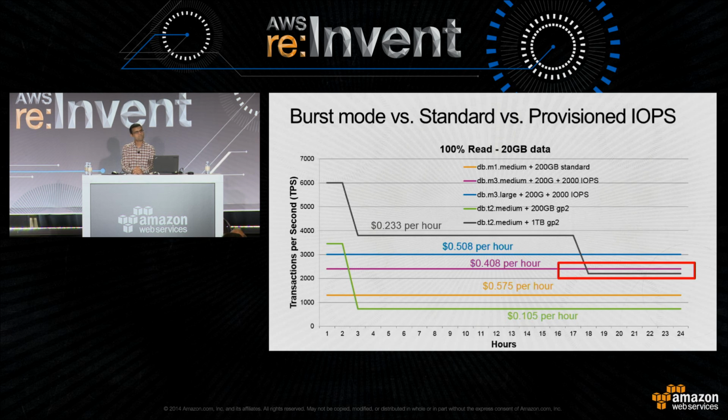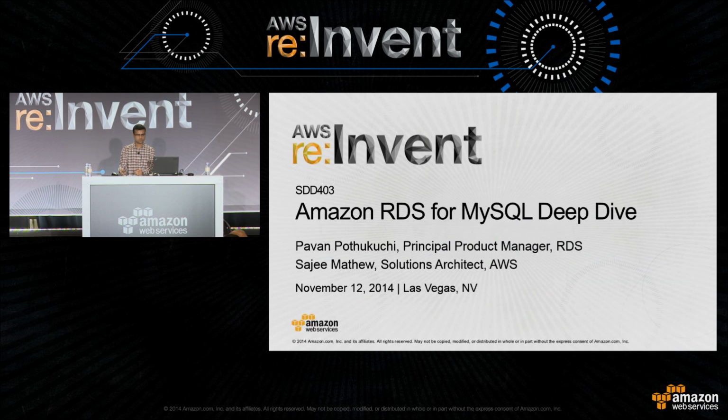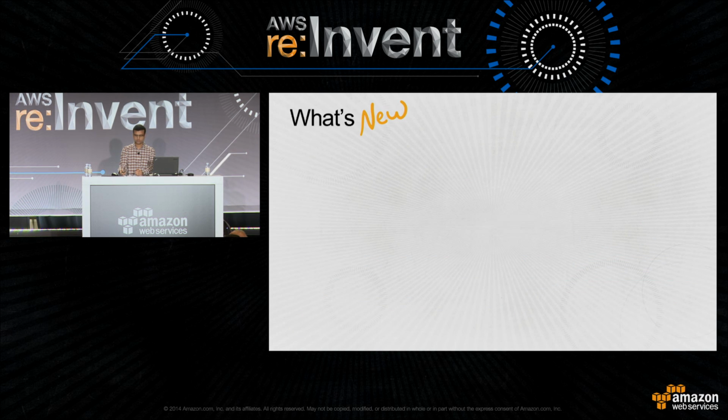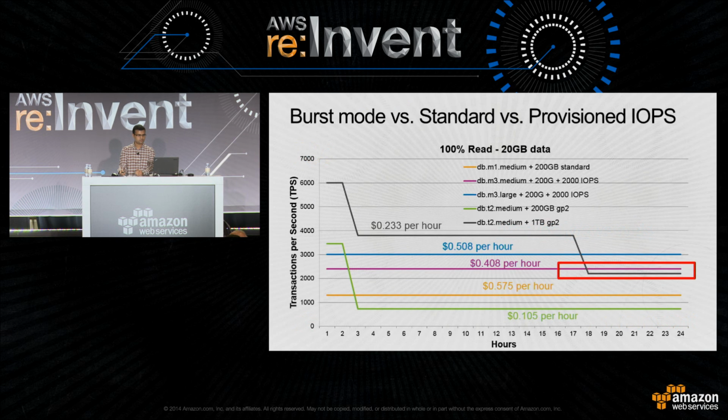Do you know, or can I look it up, how long it would have to be completely idle to get back up to 6,000 TPS? Yeah, I'm not absolutely sure. Any other questions? Go ahead.